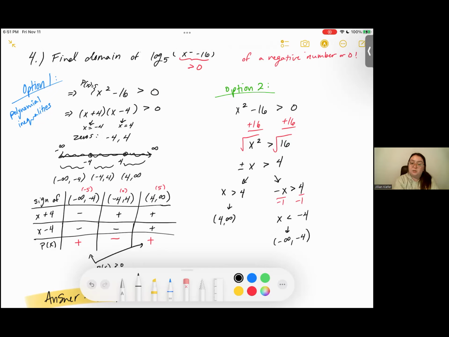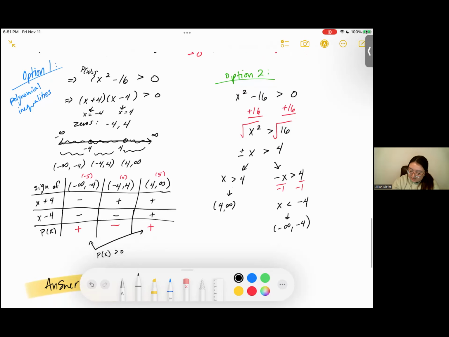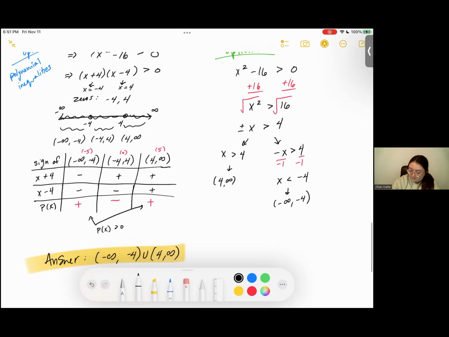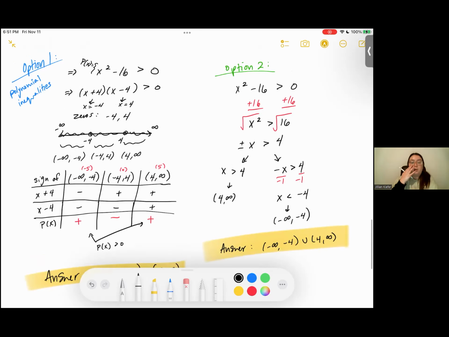So we have two intervals. These are both the correct answers. When you write your answer in interval notation, you would always write the lower one first, which means that our answer is -infinity to -4 and 4 to infinity. Same answer either way. You have two options of doing a problem like this.